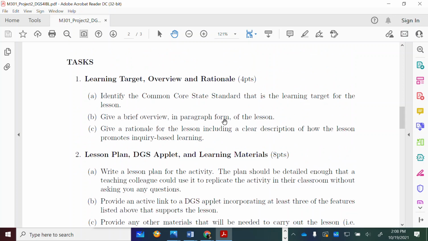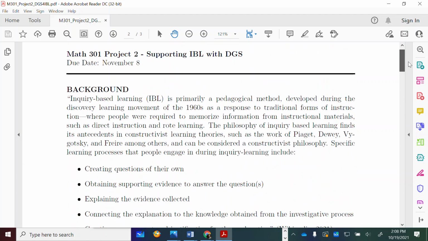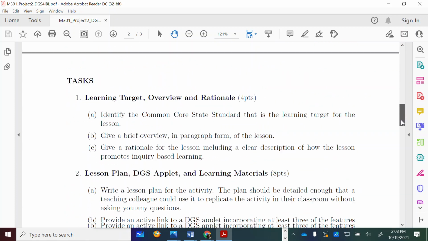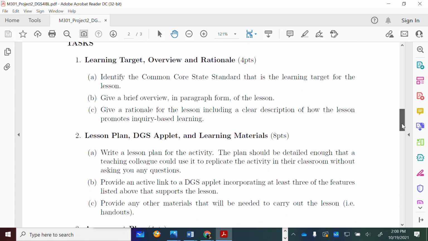And then I would give a brief overview of the lesson. I'll show you the lesson so that you can get a sense of what it's about. And then a rationale for how the lesson promotes inquiry-based learning, where I think students are forced to really inquire, or do the things that Wikipedia says inquiry-based learning lessons do. So where can they create their own questions, get supporting evidence, explain it, connect it, and create an argument. So I think you'll see that in the lesson I have written.